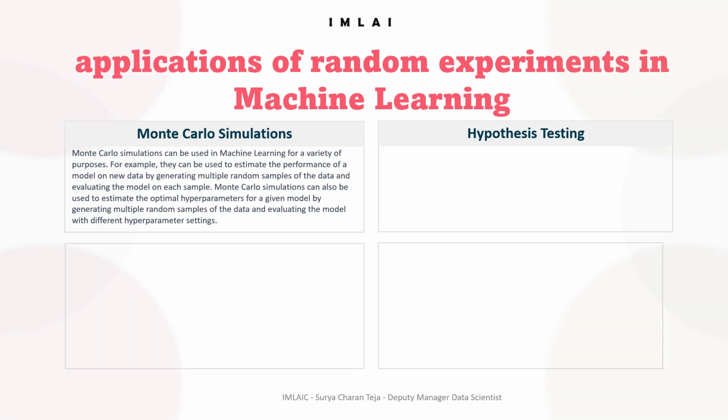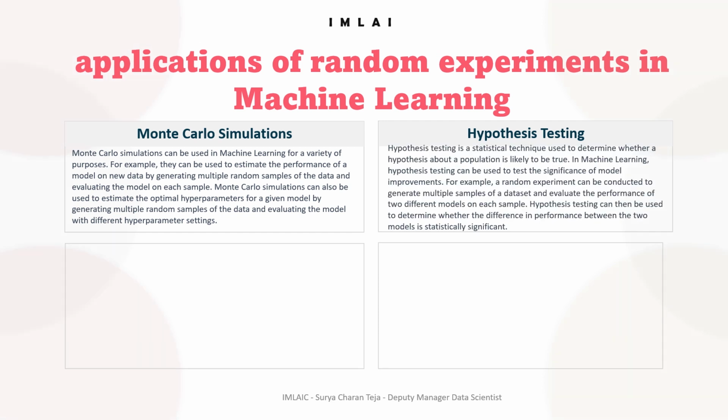Then hypothesis testing. Hypothesis testing is a statistical technique used to determine whether a hypothesis about a population is likely to be true. In machine learning, hypothesis testing can be used to test the significance of model improvements. For example, a random experiment can be conducted to generate multiple samples of a data set and evaluate the performance of two different models on each sample. Hypothesis testing can then be used to determine whether the difference in performance between the two models is statistically significant or not.